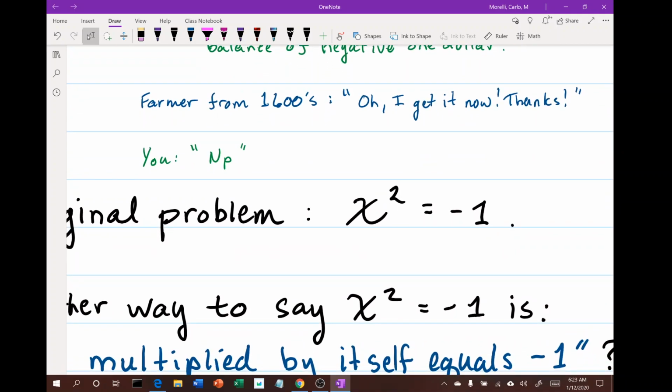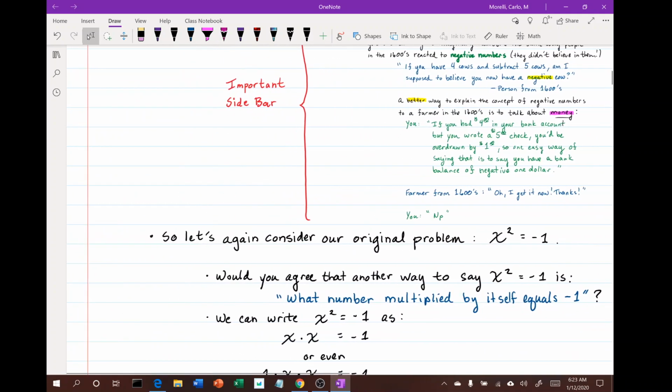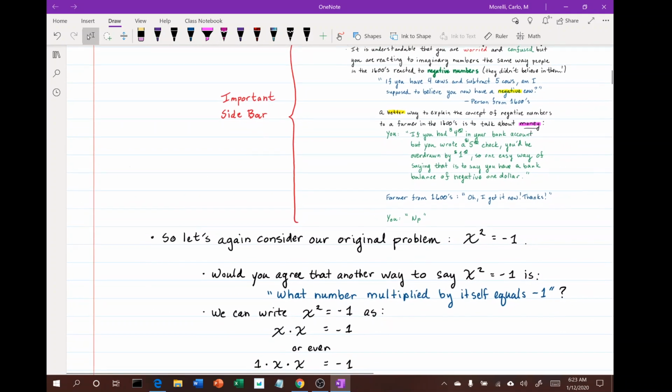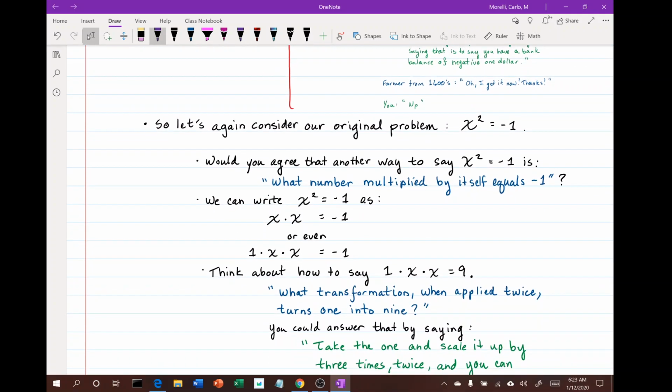Okay, so the farmer from the 1600s, that was appealing. Oh, I get it now. Thanks. And you say, no problem. So now that we've got a bit of a grasp on what farmers in the 1600s thought about negative numbers, let's get back to our original problem. Okay, so here's our original problem. x squared equals negative 1.